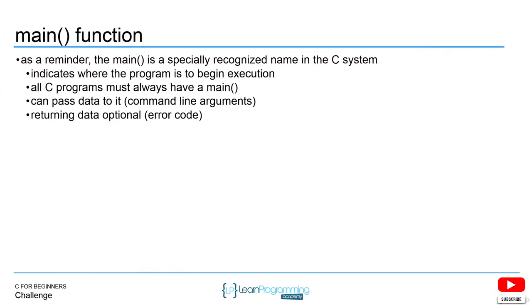I also wanted to mention that our main routine that we've been seeing over and over in every C program, that's a function, right? The main function is a specially recognized name in the C system. It indicates where the program is to begin execution. All C programs always have a main. The main function can take data when you pass to it, the command line arguments, or it doesn't. It doesn't have to take data. It also has optional data that it can return.